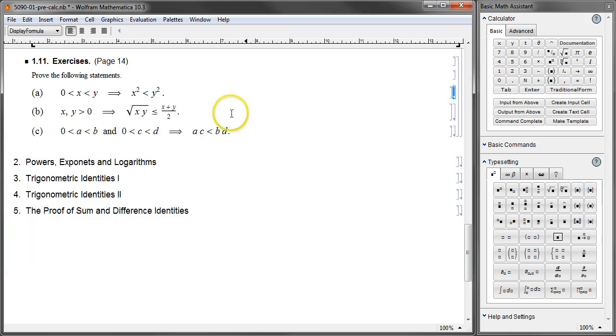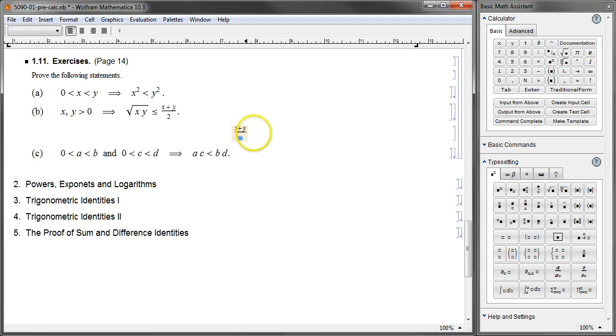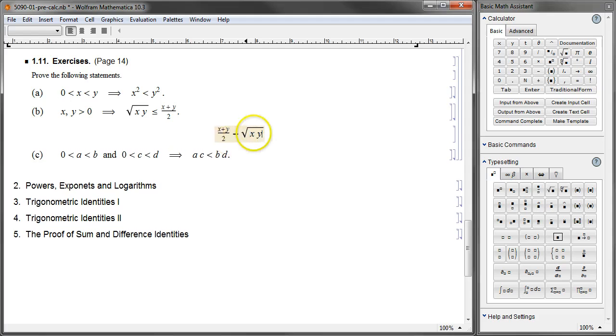Next, we have this. This quantity, square root of xy, is called a geometric mean. (x plus y) over 2 is called the arithmetic mean. So this one is asking us to prove that geometric mean is always less than or equal to the arithmetic mean. How do we prove it? Well, we're going to use this kind of idea. (x plus y) over 2 minus square root of x times y, and see if this is greater than or equal to 0 or not. That's what we are going to prove.